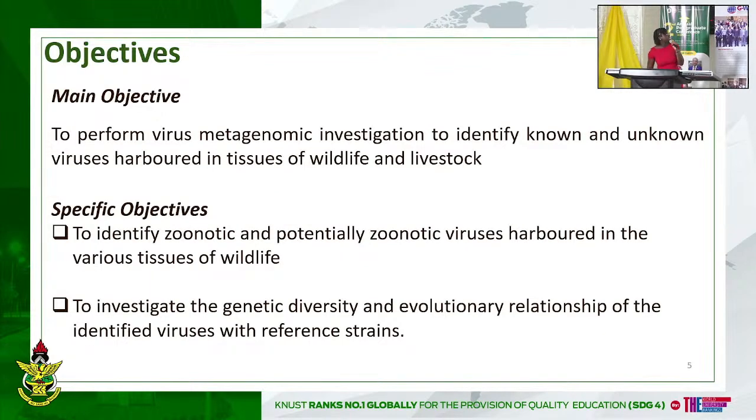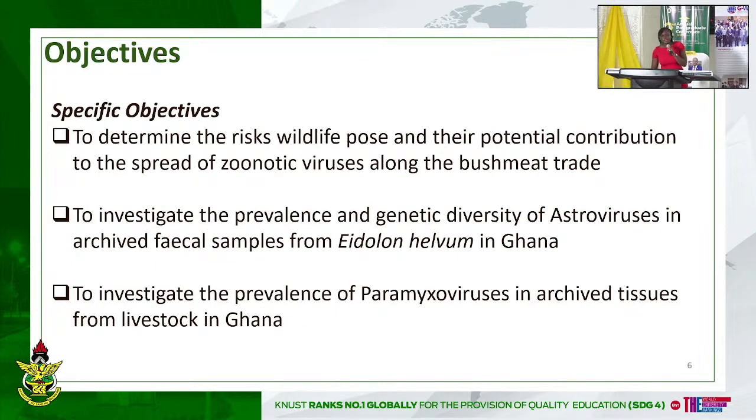So my main objective is to perform a virus metagenomic investigation to identify known and unknown viruses harbored in these wildlife and livestock. To achieve my main aim, I would first identify the zoonotic and potentially zoonotic viruses harbored in these tissues, after which I would investigate their genetic diversity and evolutionary relationship with reference strains.